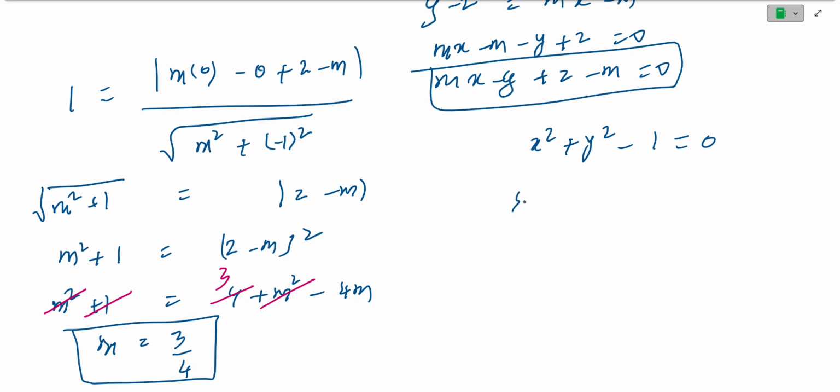For this, the S11 value is obtained by substituting 1 in place of x and 2 in place of y. So it will be 1² + 2² − 1. The plus 1 and minus 1 get cancelled, and we get S11 = 2. So S11 is greater than 0, and from this discussion we can say that the point lies outside the circle.